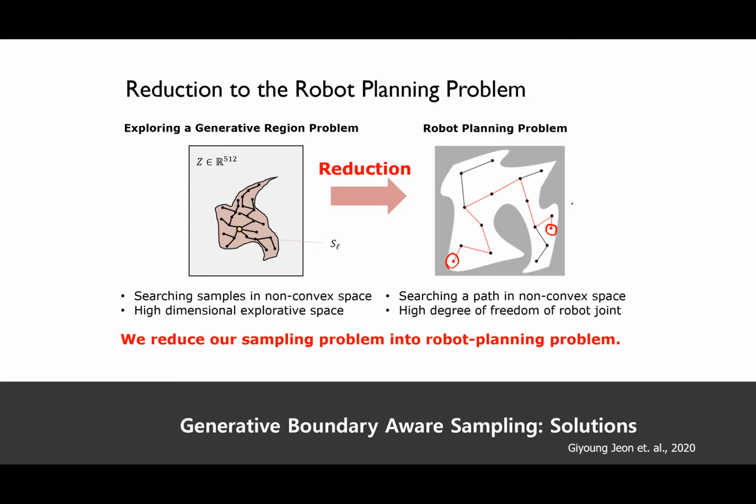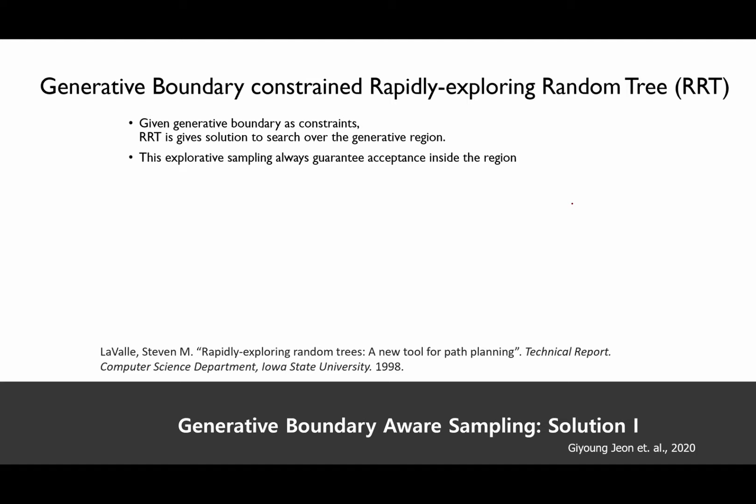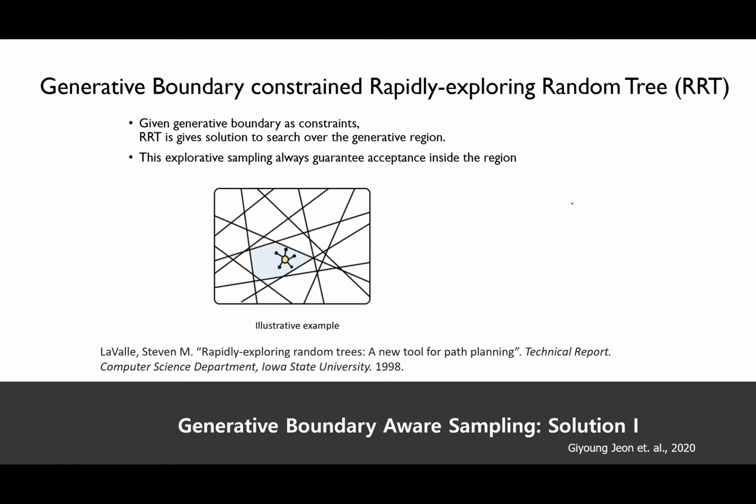So we reduced the problem to a robot planning problem and used the RRT algorithm, which is successful in robot planning. Actually, we didn't change it into a robot planning problem, but we use the RRT algorithm. The RRT algorithm works like this. From the starting position, generate any sample and try to connect it to the tree. For the sample, we find the smallest distance node, and when this does not violate the constraint, we explore the tree.